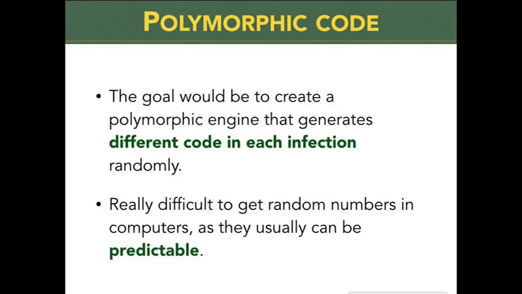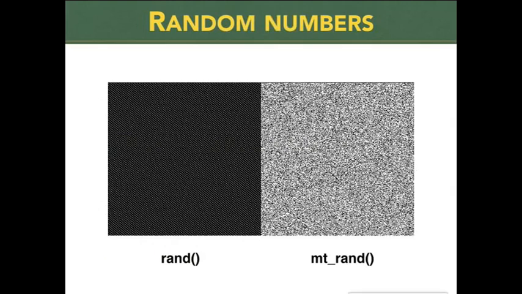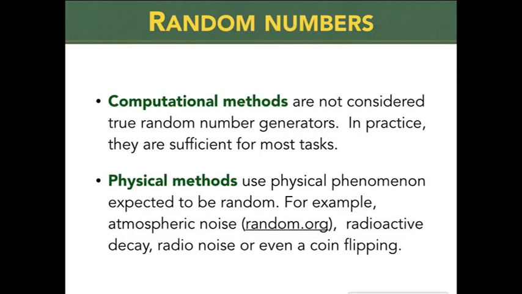If you use rand or mt_rand to do cryptography, don't do it. You can see that there are patterns. Even in mt_rand, there are also patterns. It is better, but not good enough for cryptography. So it is always recommended to use physical methods for that. For example, random.org uses atmospheric noise to generate random numbers.